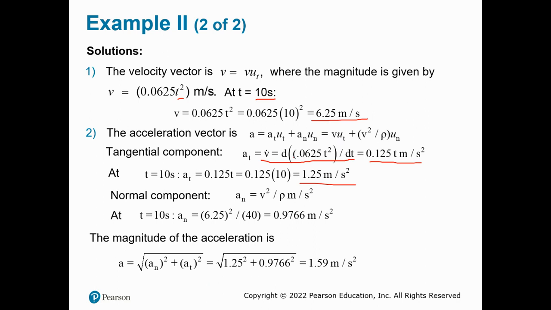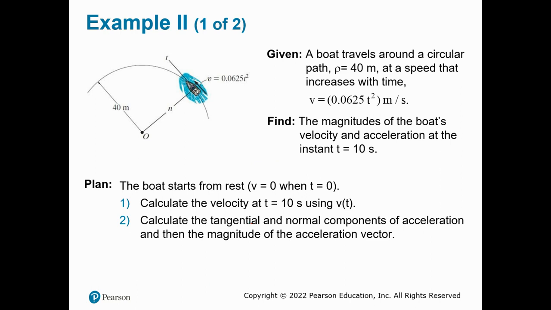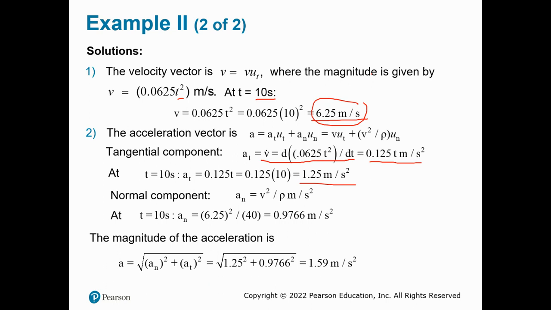And then there's also the normal component. Normal component will be velocity squared divided by rho, radius of curvature. Velocity, we already know how much that is at 10 seconds, 6.25, squared. And then divided by rho, the radius of curvature, which is 40, given in our problem. Rho equals 40 right here and right here. Plug it in, and that gives me the normal component of the acceleration, which is 0.9766 meters per second squared.